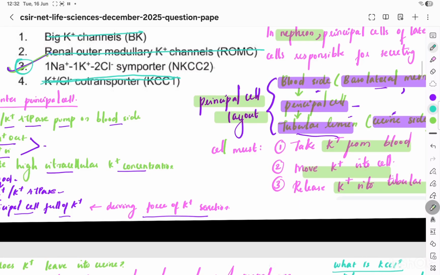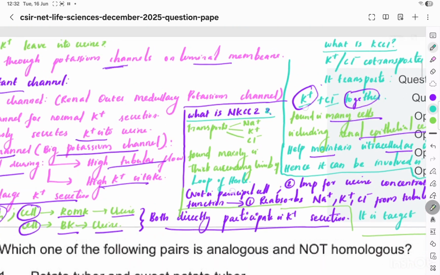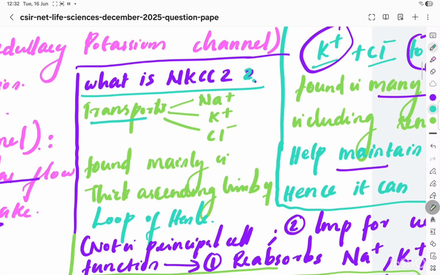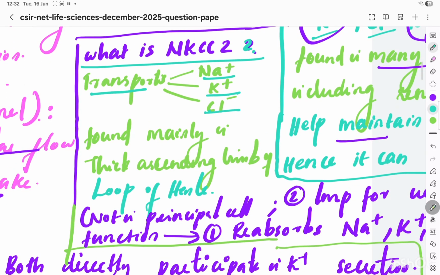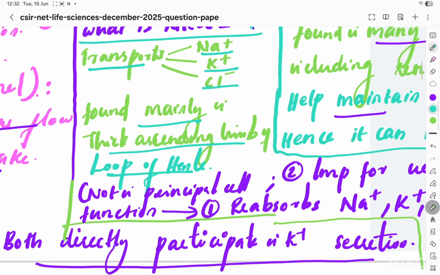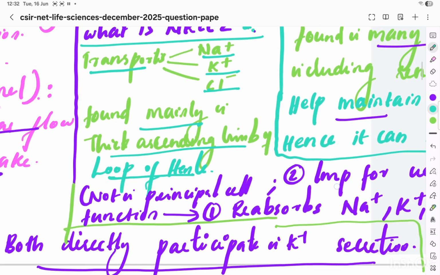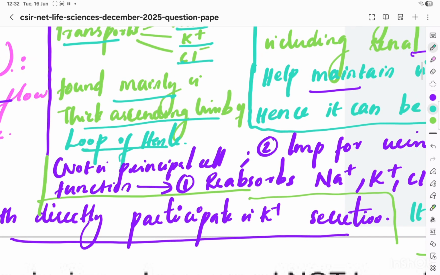So we could look into what the purpose of NKCC2 is. NKCC2 transports Na plus, K plus and Cl minus. Sodium, potassium and chloride, all three are transported by NKCC2. It is found mainly in the thick ascending limb of the loop of Henle. It is not present in the principal cell.